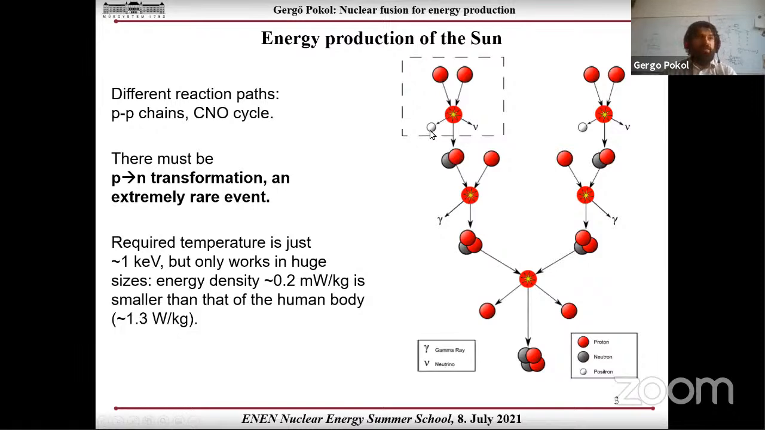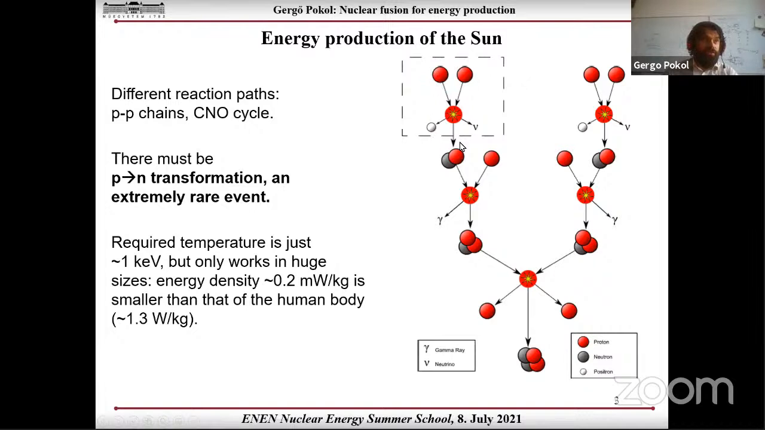So if it emits a positron, it loses its charge, so it becomes a neutron. The thing is that you cannot just emit a positron because it has a negative lepton charge. So you also have to emit some kind of very light particle having opposing lepton charge without any electric charge, and that's called an electron neutrino. Okay, so this is some kind of peculiar process happening here.